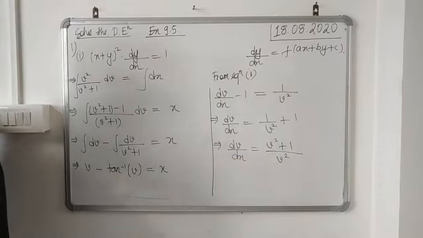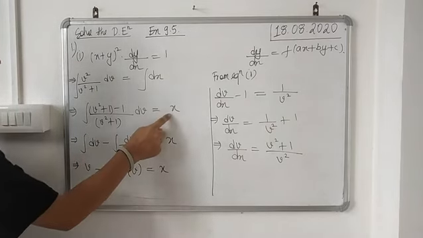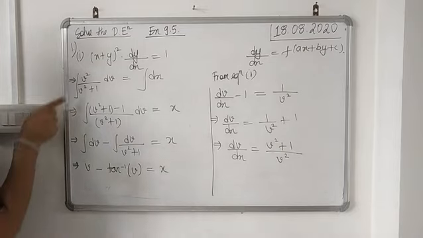The variables have been separated, so I can use the integration sign. This side it will be x, but on this side, if you see, the power in the numerator and denominator is equal.